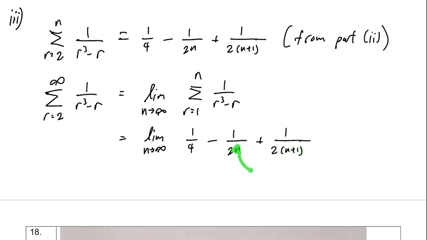Even worse, from n upgrading to n plus 1, it becomes even bigger. So the denominator is even bigger, and you have a small number on top. Small divided by big, and the big is very, very big. It will just go towards 0. So at the end of the day, you are left with 1/4, which is not affected by n. As n gets bigger and bigger, 1/4 stays as 1/4. But the other guys go towards 0. So it's minus 0 plus 0. Of course, it's just 1/4, and that's your final answer.